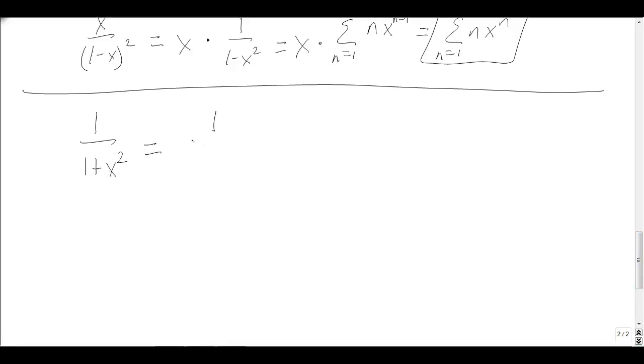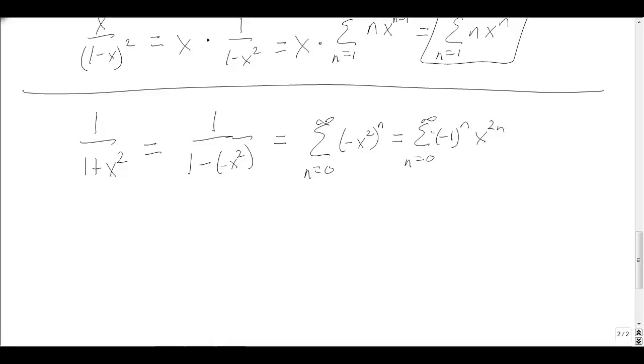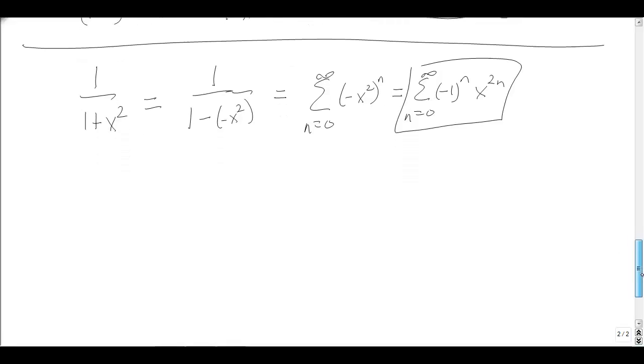So what I'm going to do is notice this as 1 over 1 minus negative x squared. So it looks like my 1 over 1 minus x form. And then using that formula, I get the sum from n equals 0 to infinity of negative x squared to the n. And then you can manipulate this. You can pull out the negative 1 to the n. X squared to the n is x to the 2n. So we get 1 over 1 plus x squared is the sum from n equals 0 to infinity of negative 1 to the n, x to the 2n. Fairly short and sweet.